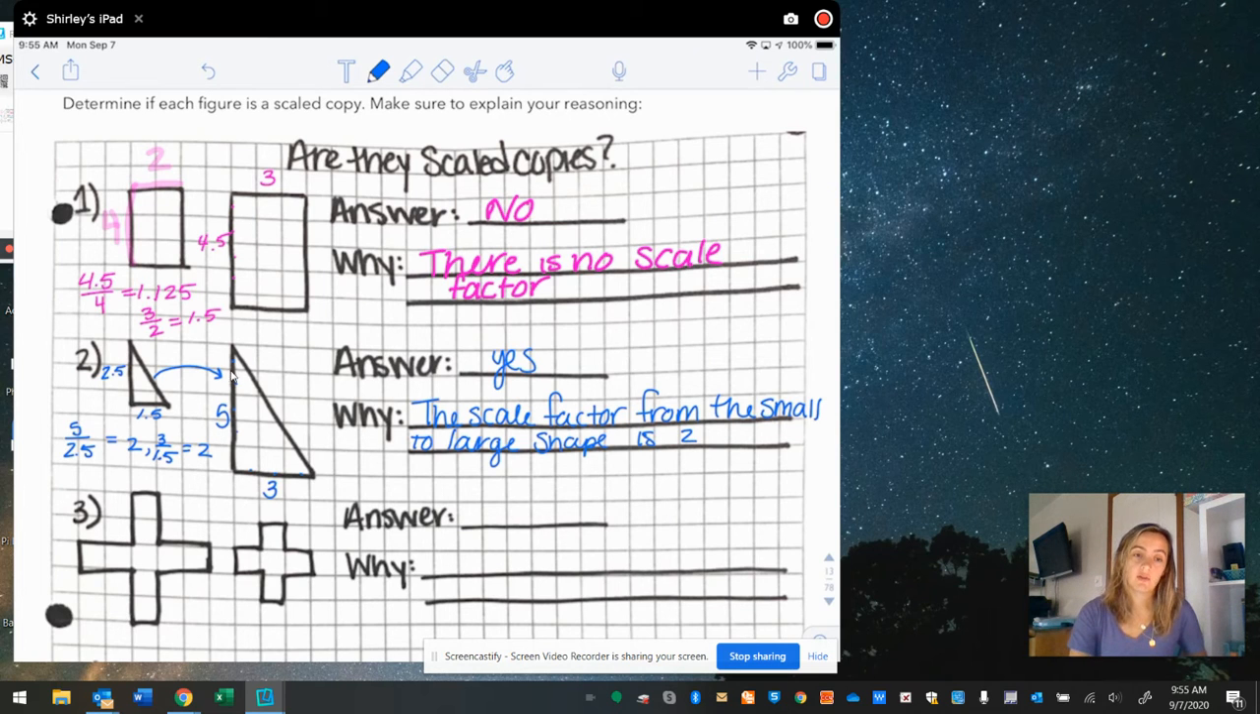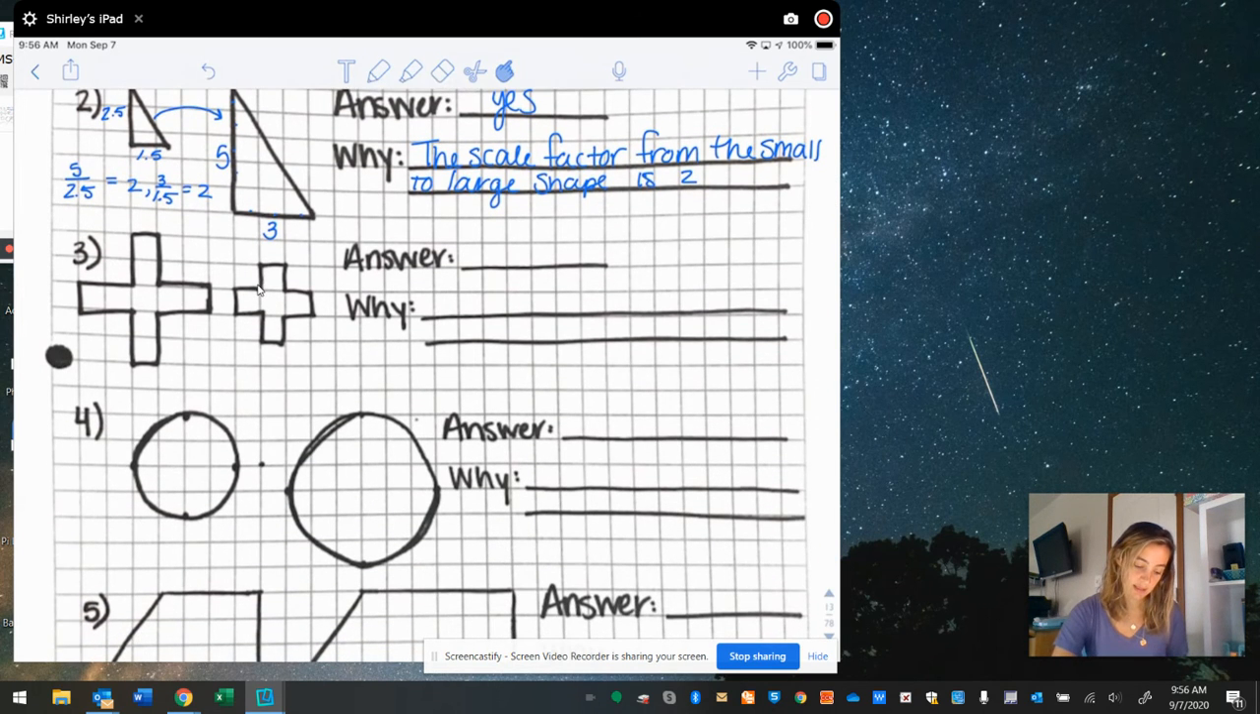You could have found your scale factor the other way. If I wanted to find my scale factor from the bigger shape to the smaller shape, you take your smaller number divided by the larger number. So if you draw these arrows, you're finding your scale factor, take the number that your arrow is pointing to first. Second set, we have these weird plus signs.